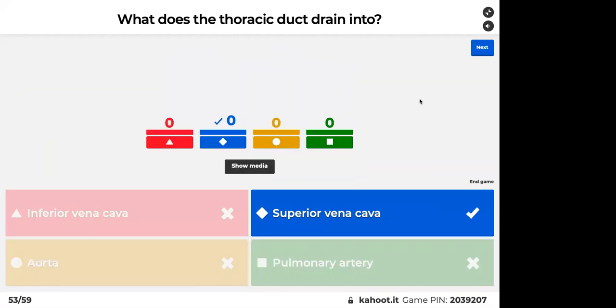Yep, excellent. So the thoracic duct does drain into the superior vena cava. And if I'm not wrong, I do believe you will be covering this in anatomy next semester. So the real anatomy stuff.